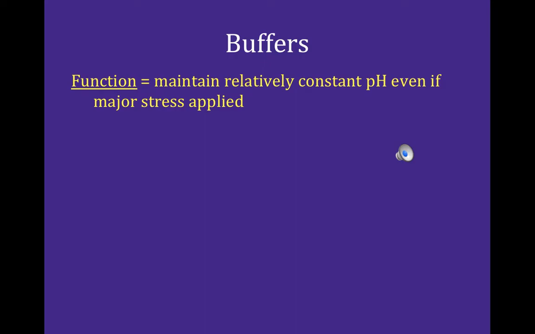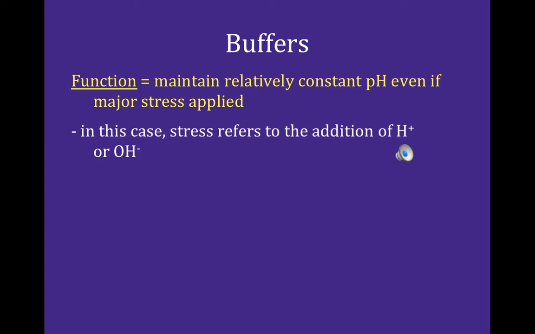So the function of a buffer is to maintain a relatively constant pH even if a major stress is applied. This is important in the world of biology. For example, your blood is buffered. It's important in many chemical applications, and that may include making medicines and things like that. So the stress we're going to apply is either adding strong acid or strong base, H plus or OH minus.